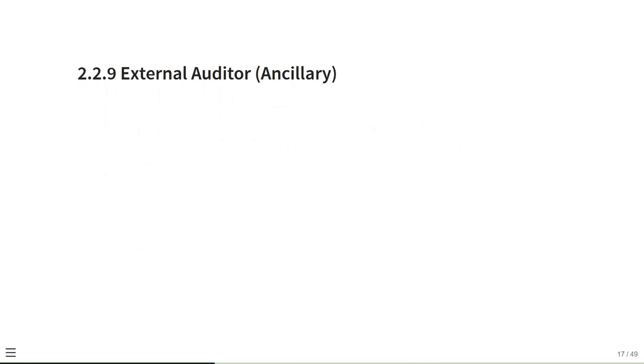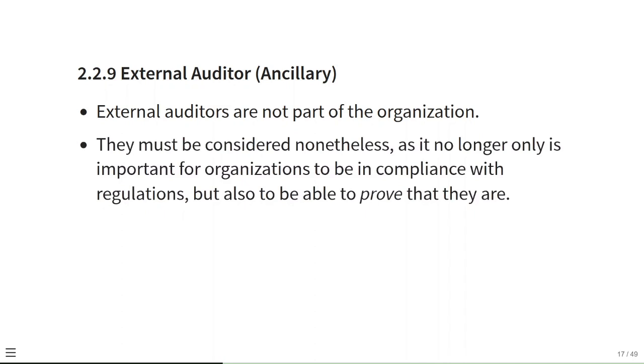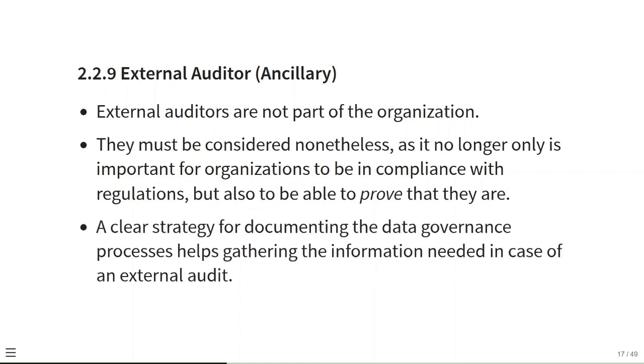And finally, we have the external auditor hat, which belongs to the ancillary category. External auditors are not part of the organization. They must be considered nonetheless, as it no longer only is important for organizations to be in compliance with regulations, but also to be able to prove that they are. And a clear strategy for documenting the data governance processes helps gathering the information needed in case of an external audit.